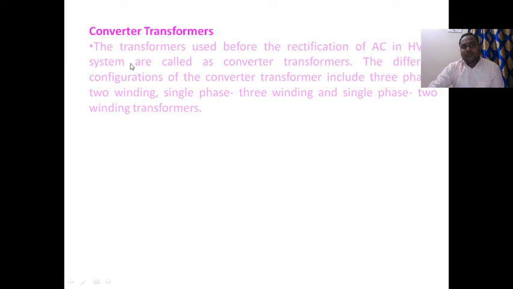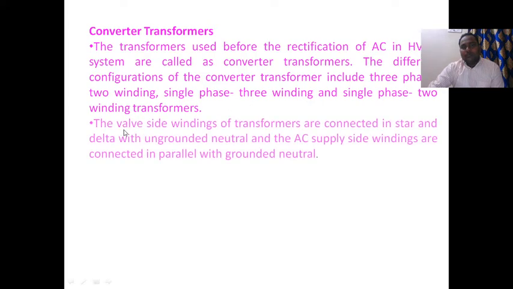Converter transformer. The transformers used before the rectification of AC in an HVDC system are called converter transformers. The different configurations of the converter transformer include three-phase two winding, single phase three winding, and single phase two winding transformers. The valve side windings of transformers are connected in star and delta with ungrounded neutral, and the AC supply side windings are connected in parallel with grounded neutral.